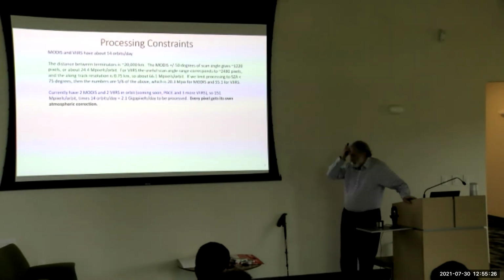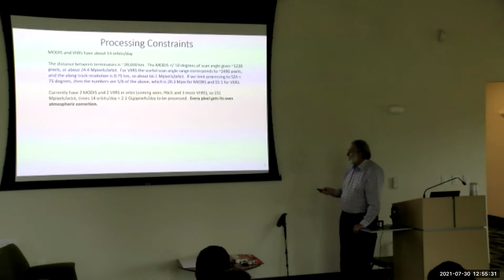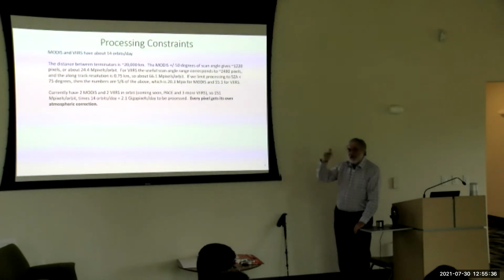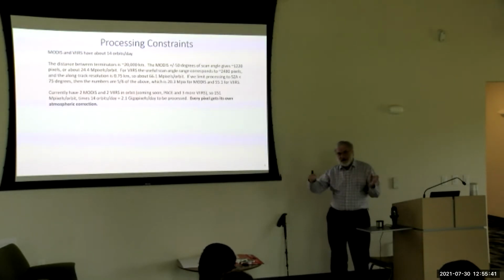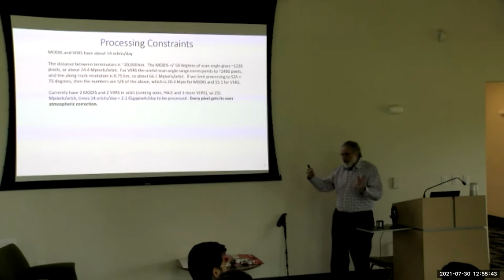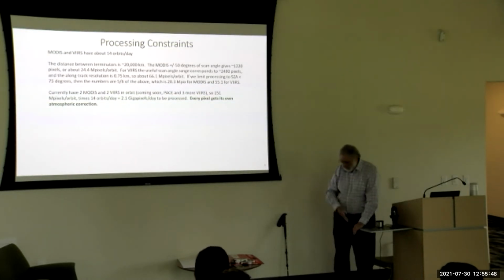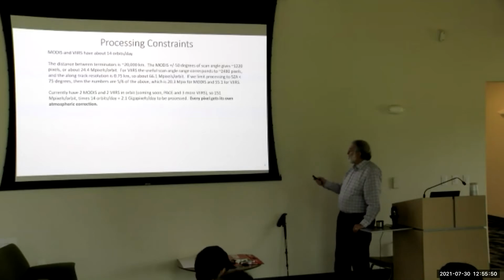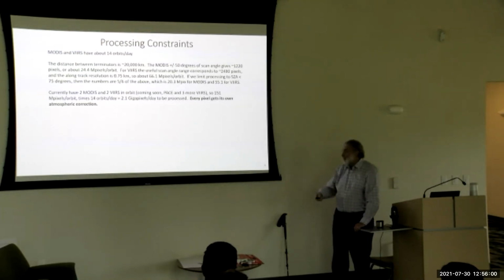And so there's a big problem here, and that's the processing constraints. So to put things in perspective, MODIS and VIIRS do about 14 orbits a day. And the distance between the day and the night, between sunrise and sunset, is more or less 20,000 kilometers. And MODIS looks at a scan angle of plus or minus 50 degrees off the nadir. It's about 1,200 pixels wide. And it's collecting about 24 million pixels per orbit of imagery.